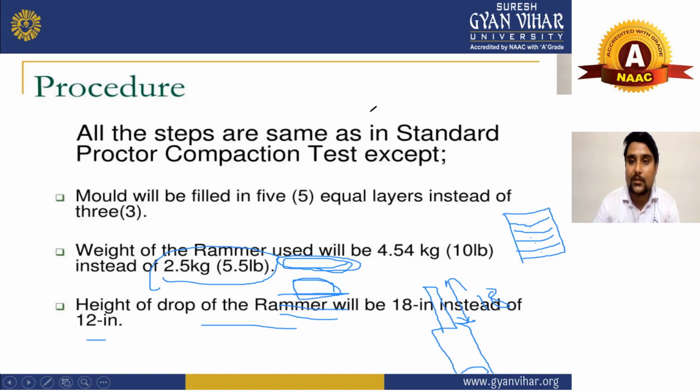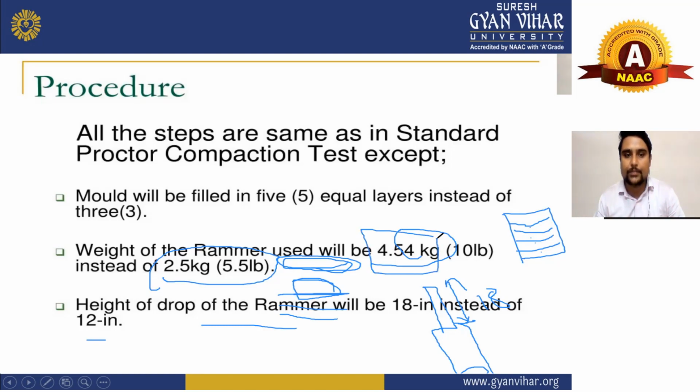That is the difference between the standard Proctor test and the modified Proctor test. In many exams, this kind of question may be asked: what will be the number of layers in the standard Proctor test, and in the modified Proctor test, and what will be the weight of the rammer and the height of drop. You have to remember this data, because in the exam this type of question may be asked.